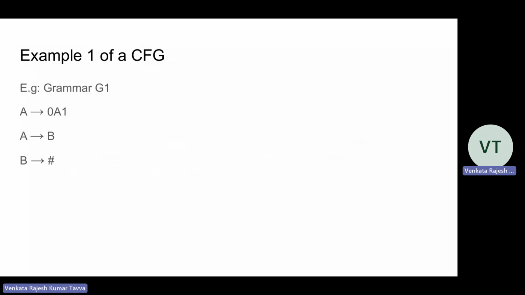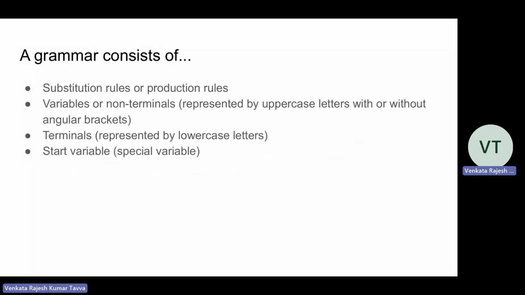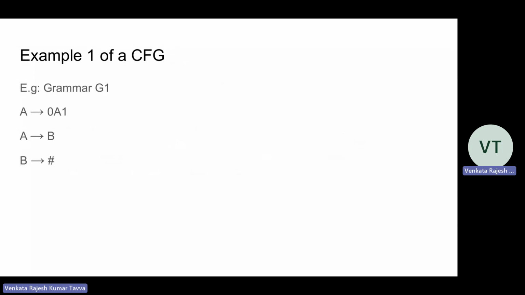Now this grammar generates a language. We'll look at all those in a while, but basically a grammar consists of substitution rules or production rules. So whatever 3 rules you saw earlier, they are called production rules or substitution rules because you substitute LHS with RHS. And it also has variables or non-terminals represented by uppercase letters with or without angular brackets. So in this case, capital A, capital B, they are non-terminals, they are variables. The way in a programming language, you replace a variable with some value, similarly here, these variables are non-terminals, you replace them with RHS, which is their value.